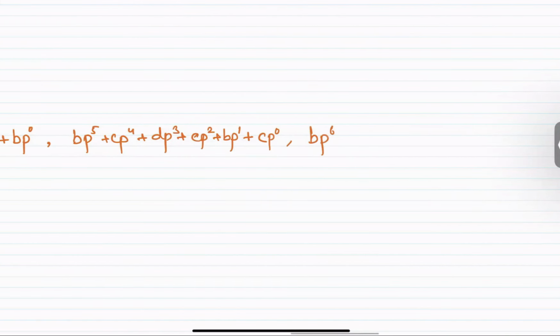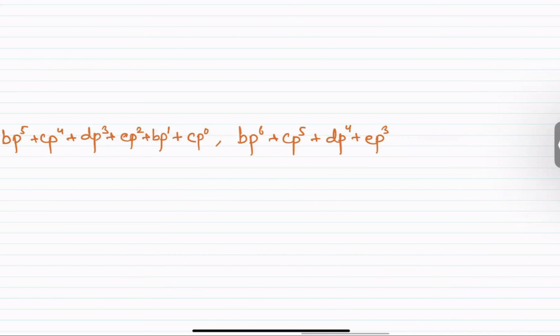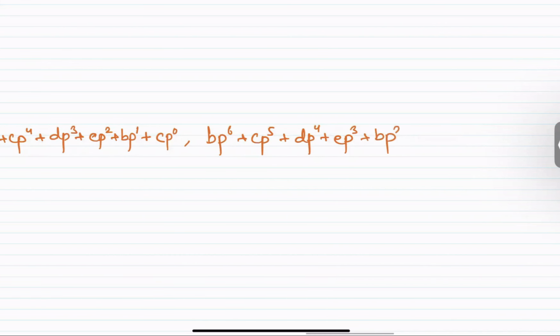So it's BP6 plus CP5, BP5, DP4, EP3, BP2, CP1 plus NP0.